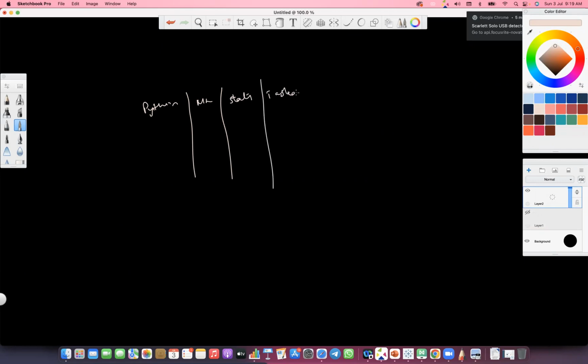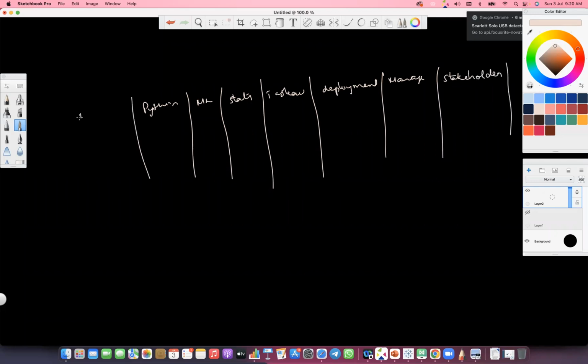Maybe Tableau, maybe deployment. For example, there are managers. They're going to be stakeholders, or they're going to be project reviews. They're going to be project deadlines. So these are the measurements.